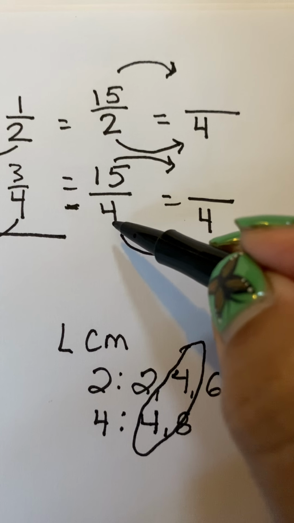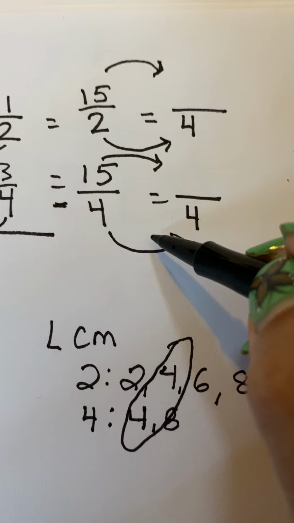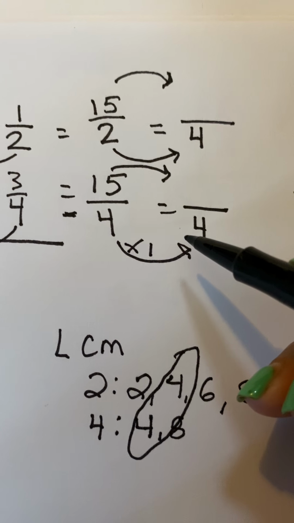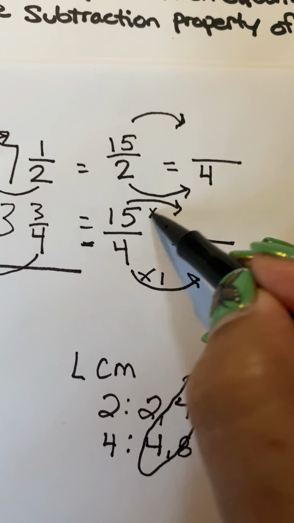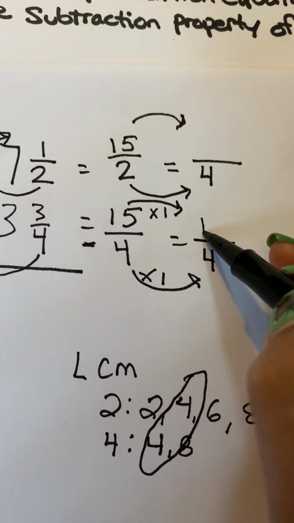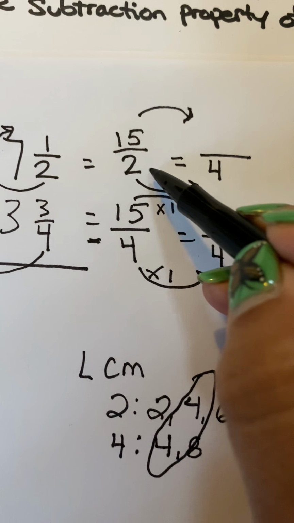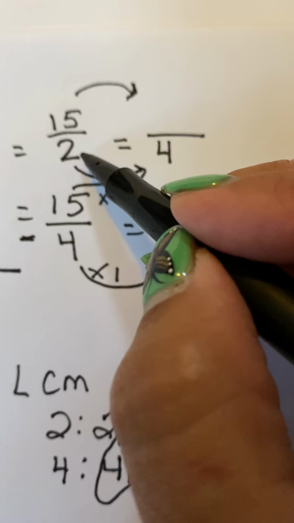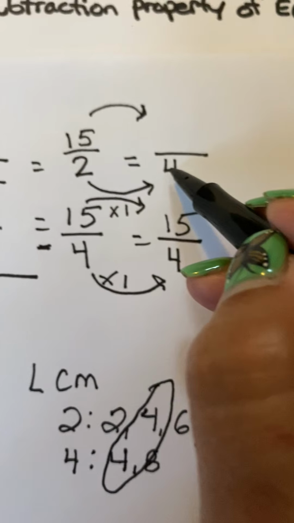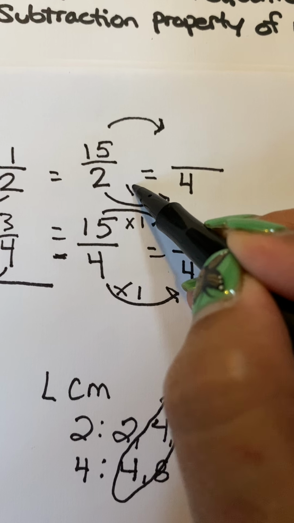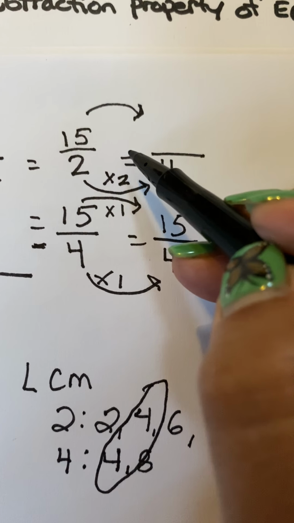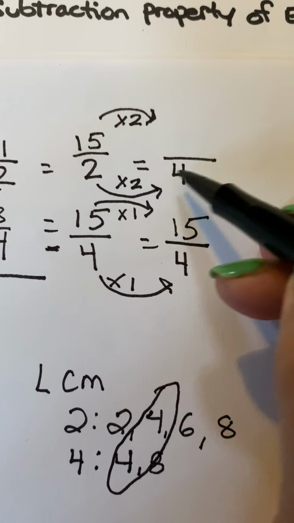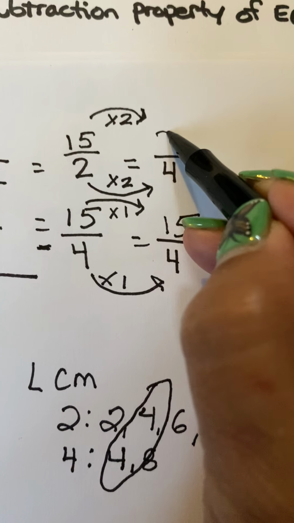So what was multiplied times 4 to equal 4? Times 1. And whatever we do to the bottom, we must do to the top. 15 times 1 is 15. And then let's do the next improper fraction. What happened to the 2 to become a 4? Times 2. And whatever we do to the bottom, we must do to the top. So 2 times 2 is 4. 15 times 2 is 30.